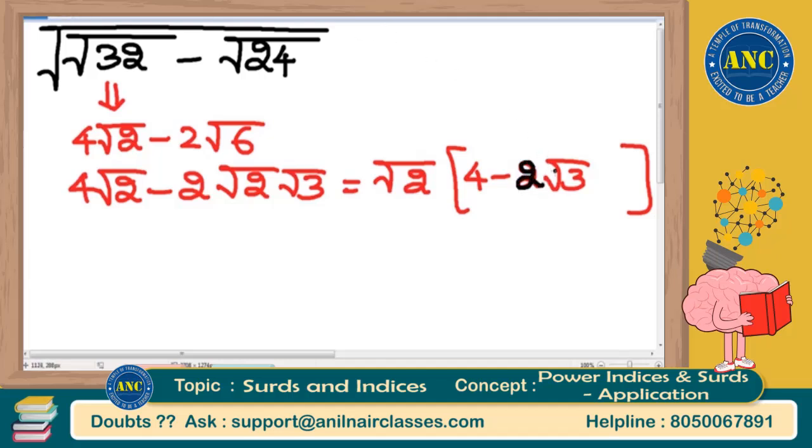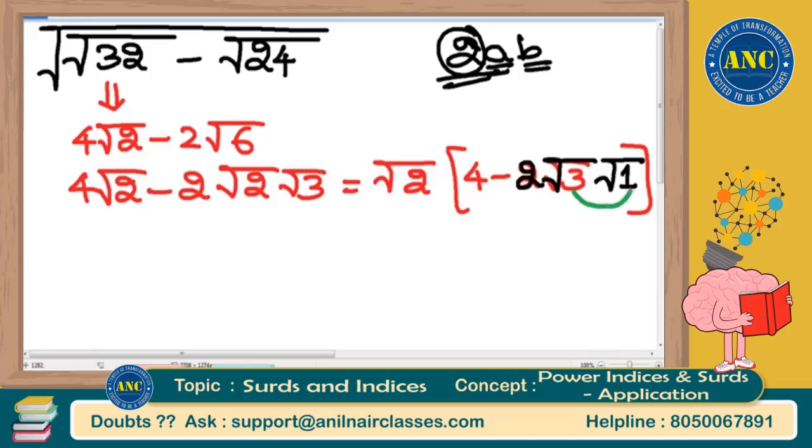This 2 is very, very important, because in a plus b whole square, the 2ab term will come. Other two values are a and b. That means a is root 3, b is root 1. If I express it as root 3 and root 1, it gives you the sum as 3 plus 1, which is 4, which is my first number, which is a constant.